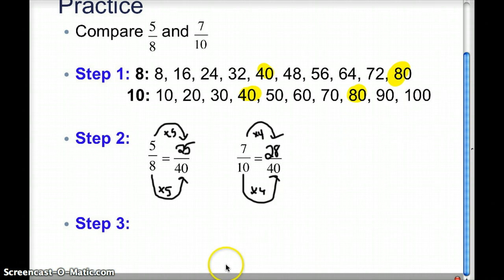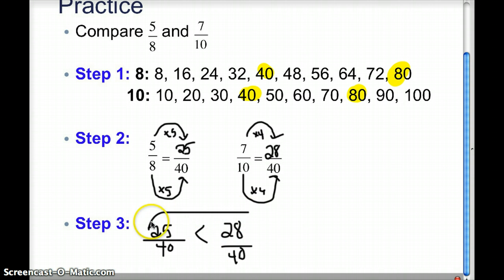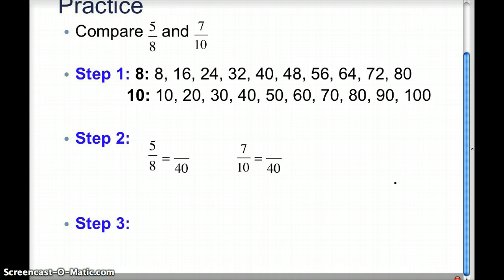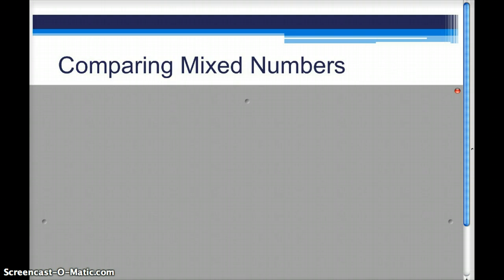Now all I need to do is compare my numerators. So I'll write this all out. We have 25 40ths. Let's compare that with 28 40ths. All you have to do is look at the numerators because our denominators are the same. 25 is less than 28. How'd you do on this one? Whoa! Sorry about that, it just erased. Let's go to the next one.